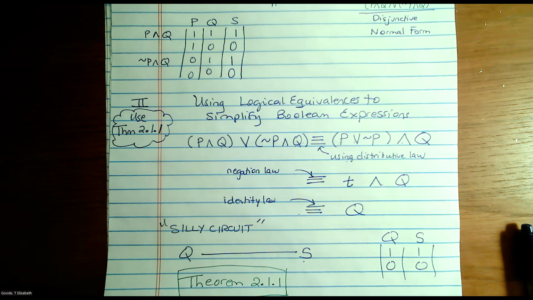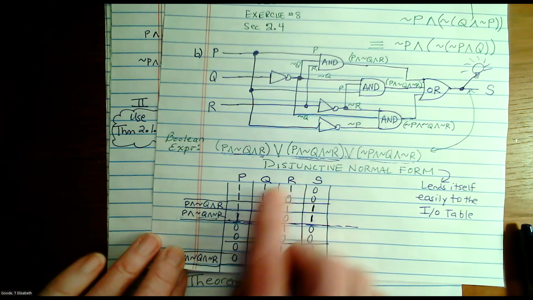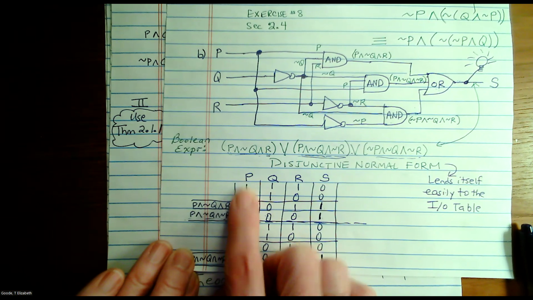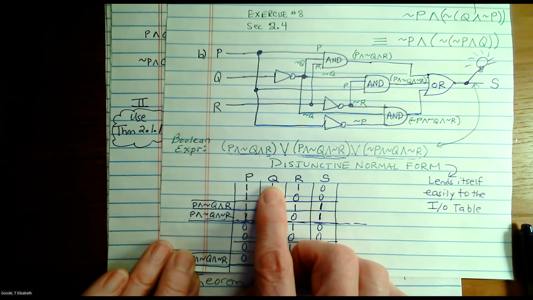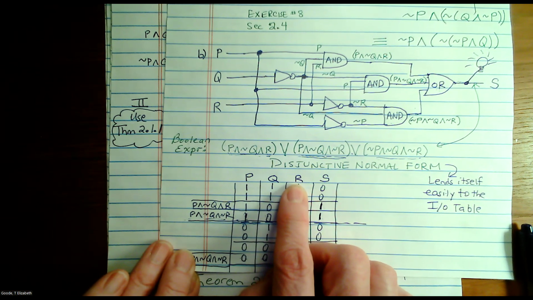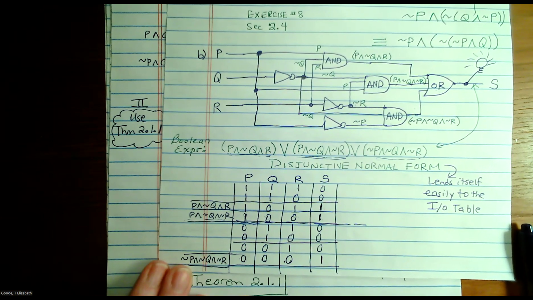And how many rows do we need in our truth table if we have a P, a Q, and an R? We need 8 rows. We do. We need 8 rows, just like we saw in our IO table tonight. If you have P's, Q's, and R's, 2 choices for P, it's true or false. So true, true, true, true, false, false, false, false. 2 choices for Q, it's true or false, times 2 choices for R. 2 times 2 times 2 is 8. That's how we get our 8 rows.